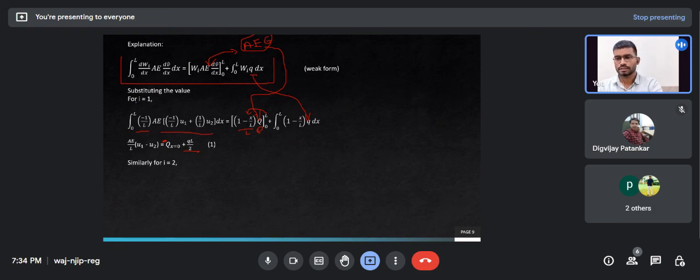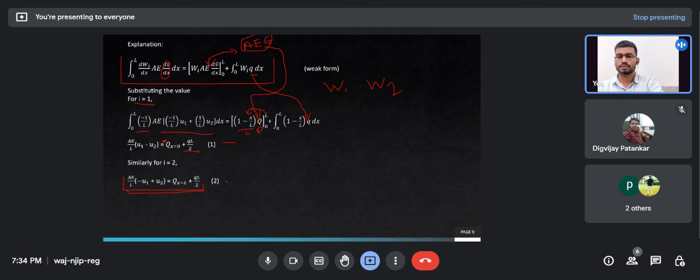Similarly, I have done for i equal to 2. i varies from 1 to 2 because in the weight functions you can see we have two terms only, W1 and W2. So for i equal to 2, we will substitute the value of dw2 by dx, and this value also we will substitute, and all these terms. So this will be these things, right? And integrating the terms when we substitute i equal to 2, this will lead to this term.